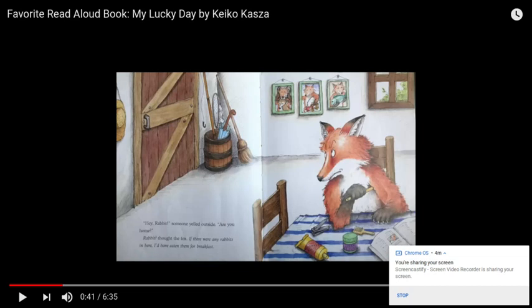Now, rabbit, thought the fox. If there were any rabbits in here, I would have eaten them for breakfast. Yeah, he's in total disbelief, like, okay, I would have eaten that. No problem. Okay, so who do we think is at the door? Yeah, that's pretty easy because we saw that front cover. Good job. Let's keep going.